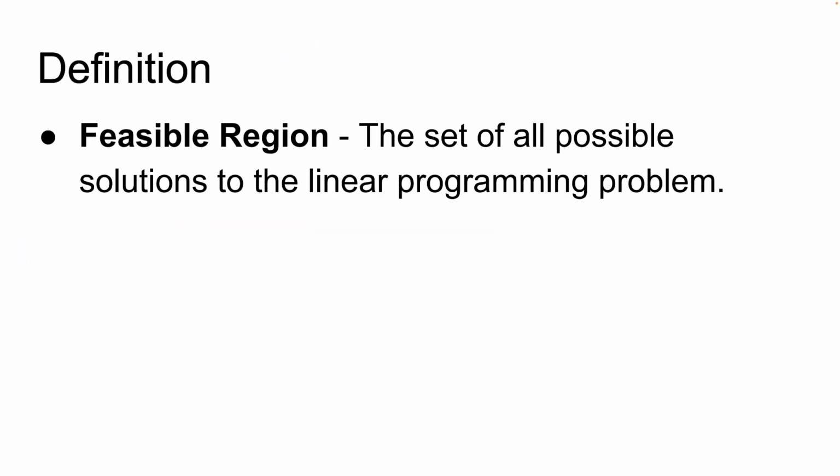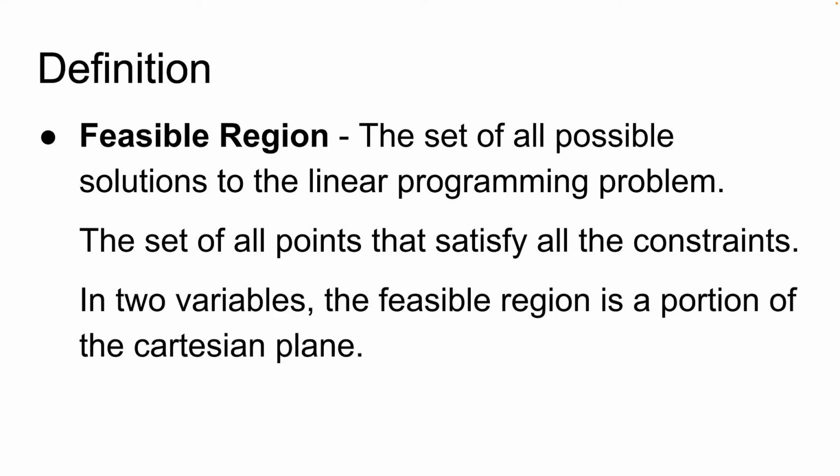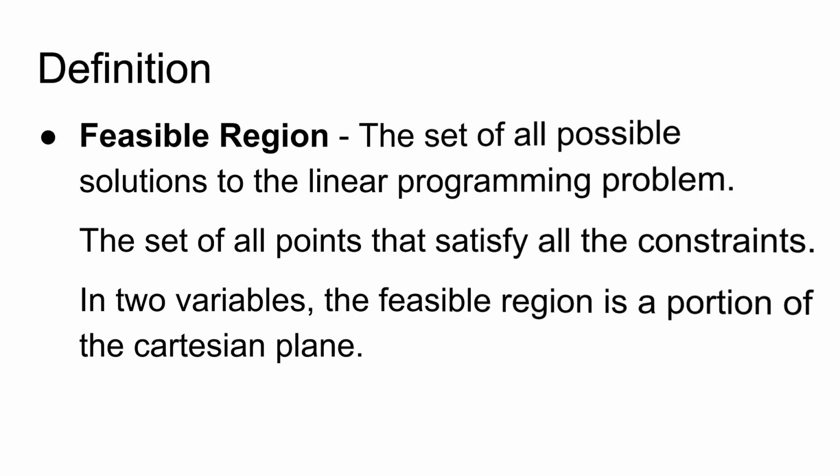Usually when we talk about constraints, that goes hand in hand with something known as the feasible region. The feasible region is the set of all possible solutions to the linear programming problem. The feasible region is the set of all points that satisfy all the constraints at the same time. In 2 variables, the feasible region is a portion of the Cartesian plane. Let me show you a few examples here.